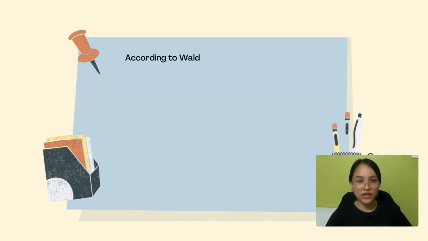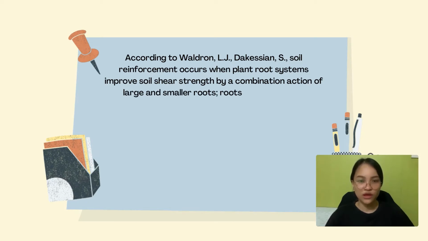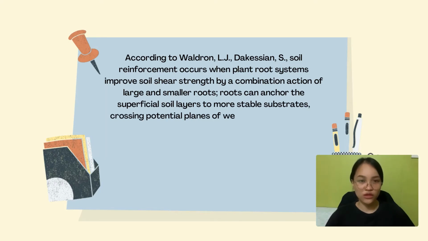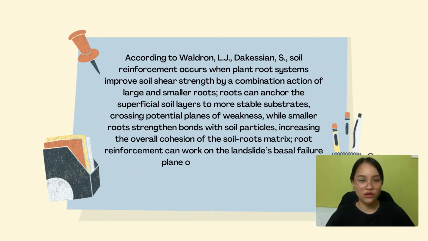Based on the case study, soil reinforcement occurs when plant root systems improve soil shear strength by combined action of large and smaller roots. Roots can anchor the superficial soil layers to more stable substrate, crossing potential planes of weakness, while smaller roots strengthen bonds with soil particles, increasing the overall cohesion of the soil-roots matrix. Root reinforcement can work on the landslide, vessel failure plane, or on lateral failure.